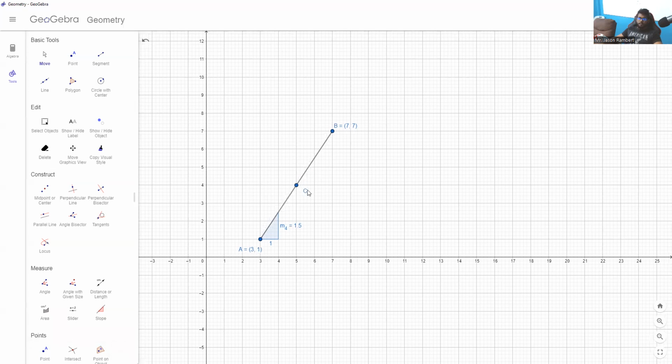Next. So that is two pieces of working we did so far: the gradient of the line and the midpoint of the line. Easy? Next. Give me the gradient of the perpendicular line to AB. We just now do the table. That's how you're calculating the gradient of the perpendicular line.